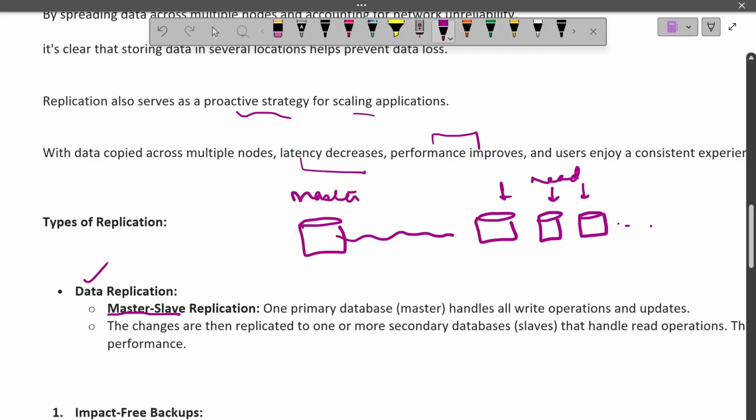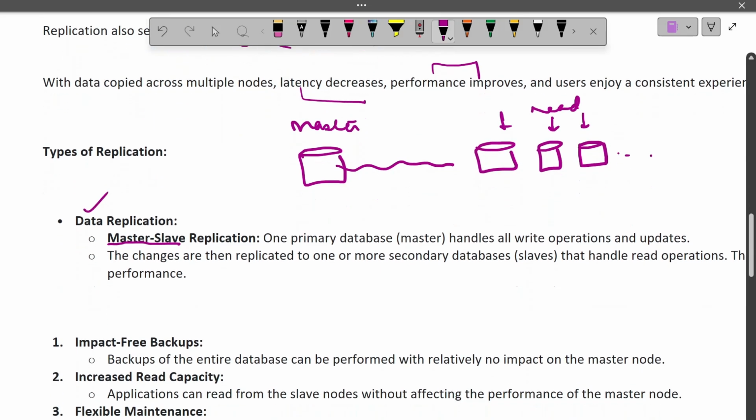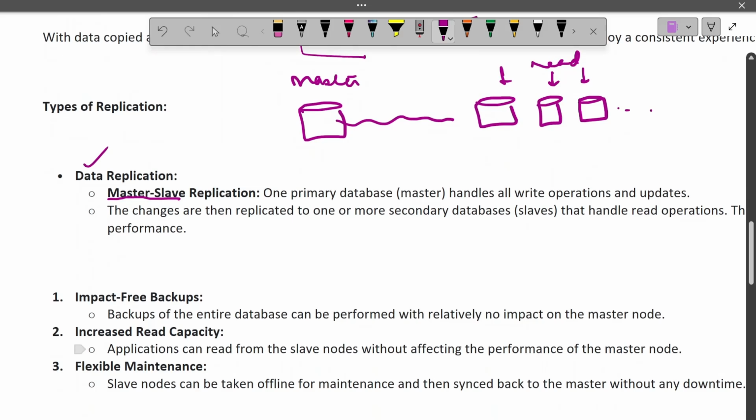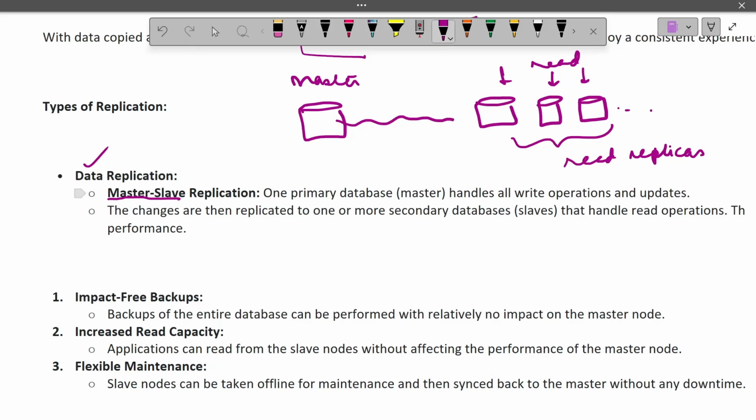Now, what is the advantage of doing this type of master slave replication? Firstly, the read capacity increases. These slaves will be known as read replicas. So your reads are being taken care of by different servers. Your master is going to only take care of the writes and the updates. So applications can read from here. It will not affect the performance.